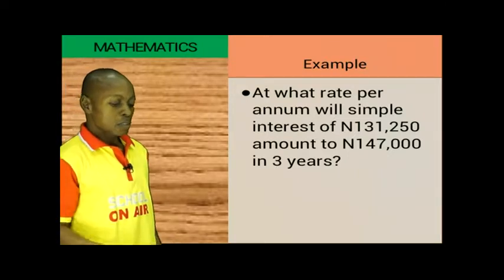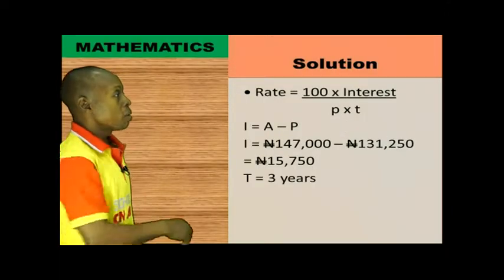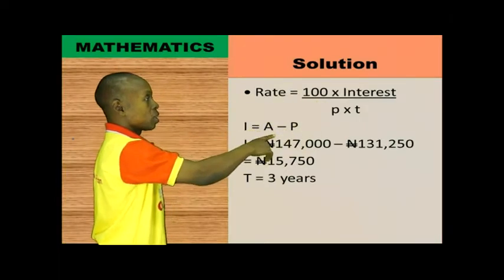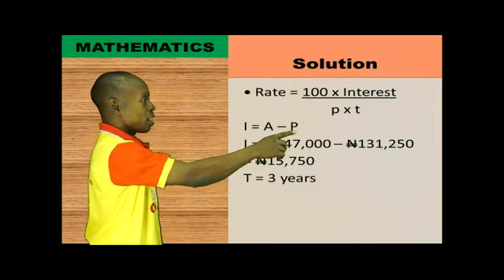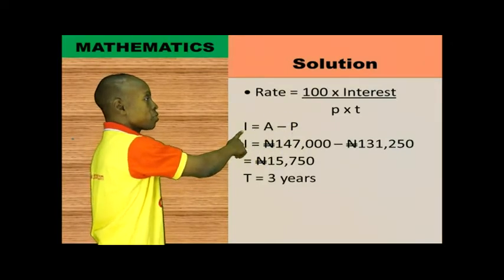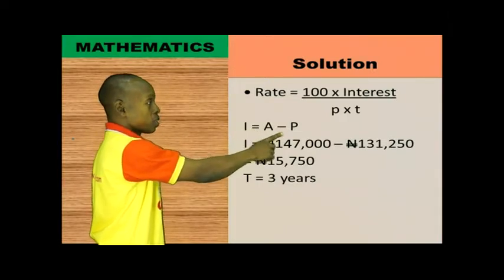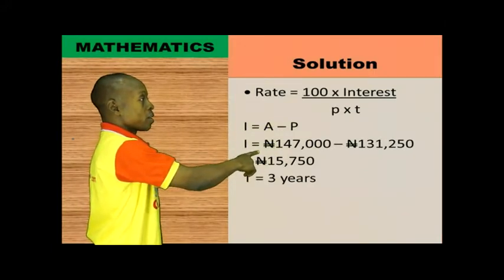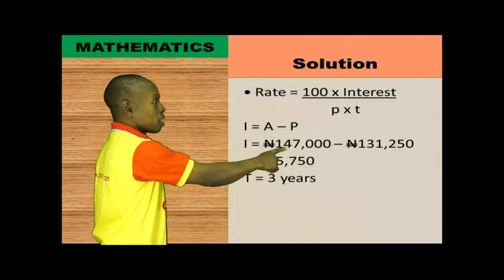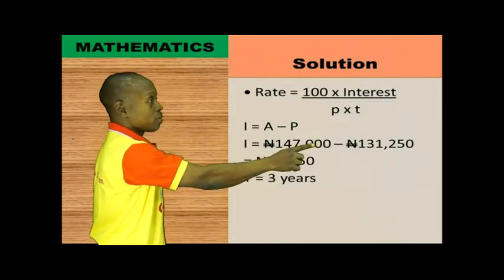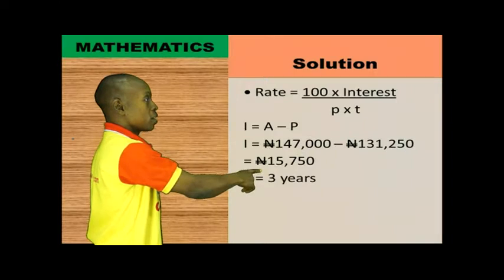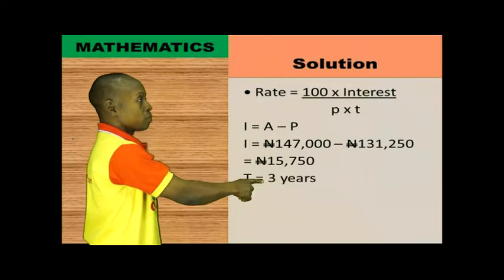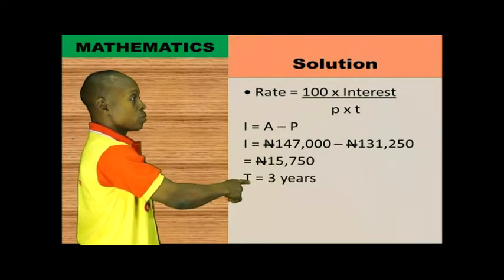So at what rate? Let's write out the formula first. The formula is rate is equal to 100 multiplied by interest all over principal times time, and we have been given all the parameters there in the question. So don't forget that interest is equal to amount minus principal. That's how to get the interest. Amount minus principal gives you the interest. So we have been given the amount. The amount given to us is 147,000, and the principal is 131,250 naira. So definitely the interest on this will be 15,750 naira. And the time is given to us as 3 years.